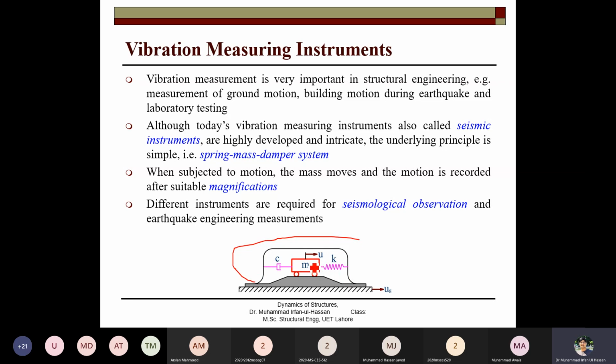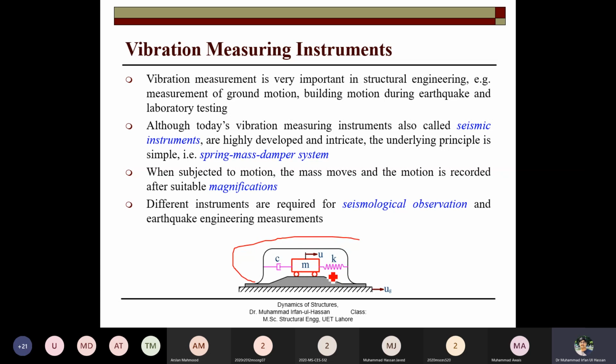So the spring has the mass, the damping, the K value, and the displacement u that is to be measured. When the ground is subjected to motion, the mass moves, and the motion is recorded after suitable magnification. So basically the ground motion, how much force is transmitted, transmissibility plays its role. The ground motion was there, and how much of it is transferred to the system depends on the properties of the system.